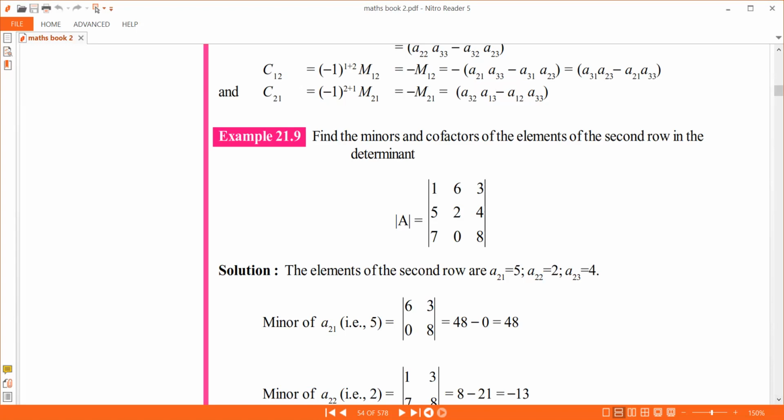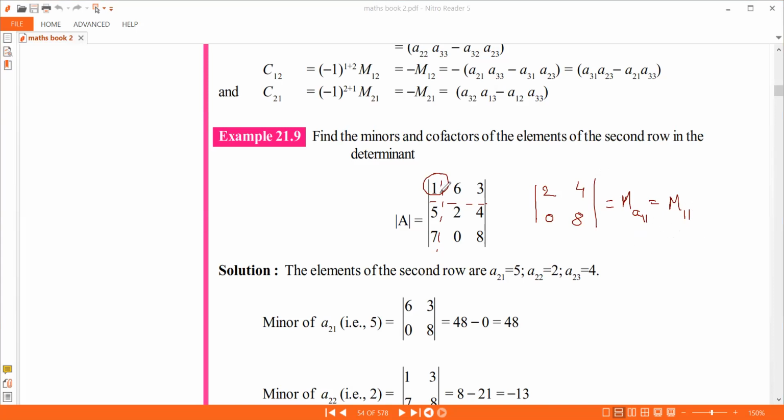See, minor and cofactor, there are two things. What is the minor? You calculated the minor, right? Now you will understand one by one. Minor of 1 means what you will do? You will do this: 2408 is the minor of 1. Where is 1 positioned? A11, right? Minor of A11. This is also written as M11.